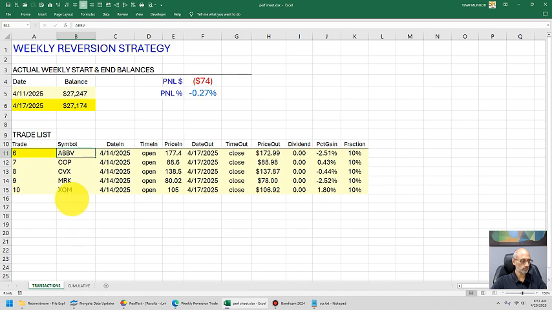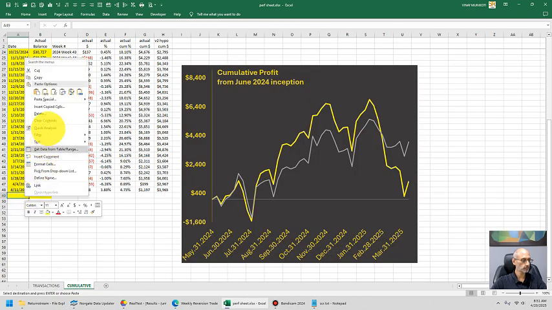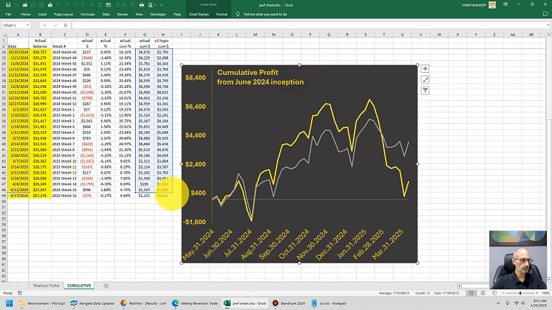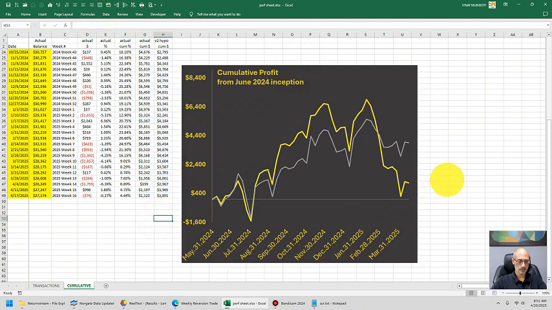Now let's input the ending balance into the cumulative tab. And this is what our equity curve looks like. And the yellow line is the actual P&L in my account since going live in June of 2024. And that encompasses version 1 and version 2. So it's the actual money that was made or lost since then.